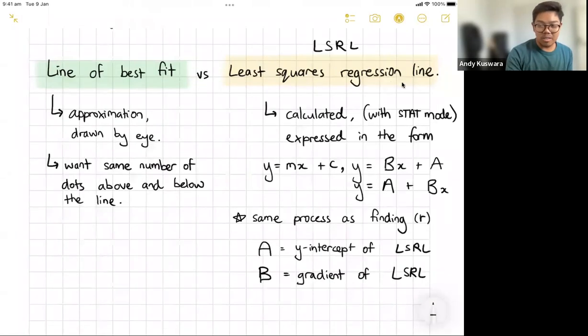Now, the least squares regression line does the same thing, but the only difference is we don't draw it by eye. We actually calculate it using our calculator with the stat mode. Okay, now a straight line, this should look familiar. It's kind of in the form y equals mx plus c. But here in the calculator, I've written, it looks like y equals bx plus a, or y equals a plus bx.